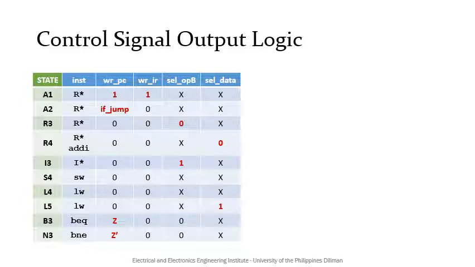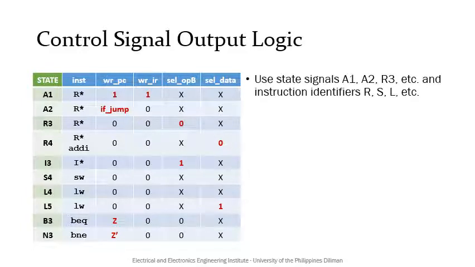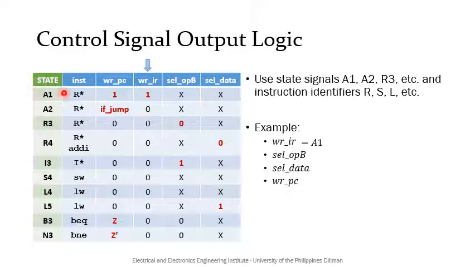Note that the table shown in this slide is smaller since we removed some of the columns and included only a few control signals. In identifying the logic for the control signals, our main variables are the states A1, A2, R3, etc., and the instruction identifiers R, S, L, etc., which are determined from the instruction code. For example, if we consider write IR, obviously the expression for this is simply A1, since write IR is only asserted when the state is A1.